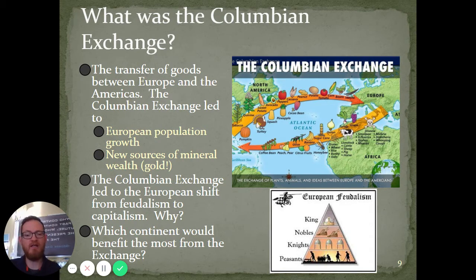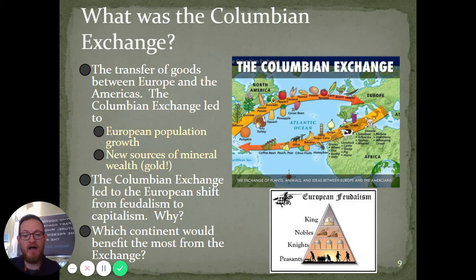Now, with the Columbian Exchange, you are going to see a shift from feudalism to capitalism within Europe, because basically it's going to have the effect of helping raise the standard of living for everybody within Europe. They're bringing all these new goods in, which opens up more and more opportunity for people to engage in a capitalist system versus this old feudalistic style of economy.